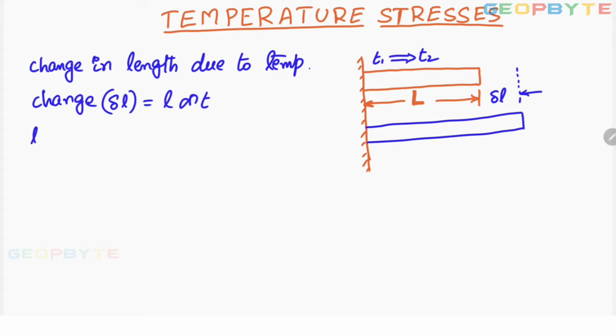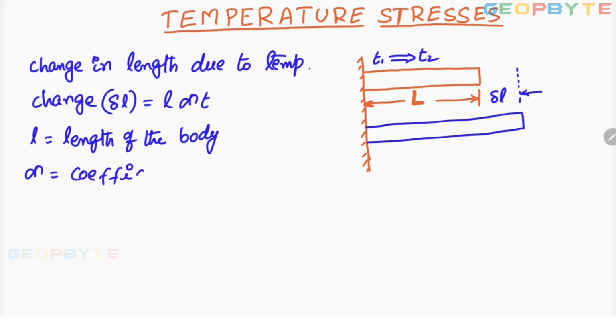Let me write it. L equal to length of the body, alpha equal to coefficient of expansion of the body. It is the material constant. And T be the temperature change.